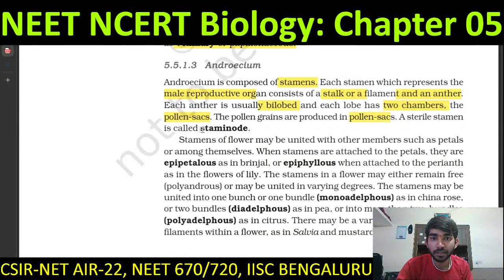A sterile stamen is called a staminode. This term can be directly asked: what is a sterile stamen called? It is called a staminode, which is not able to produce a fertile male gamete. Then it is called a staminode.